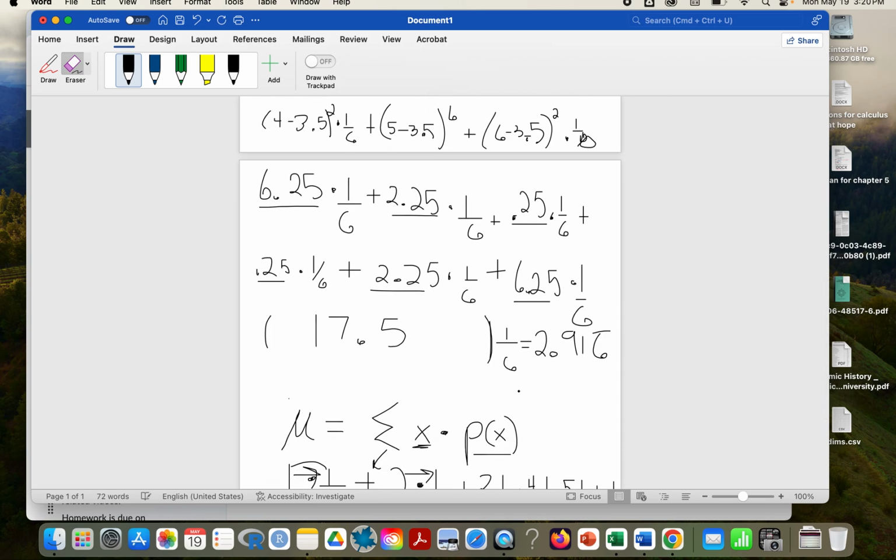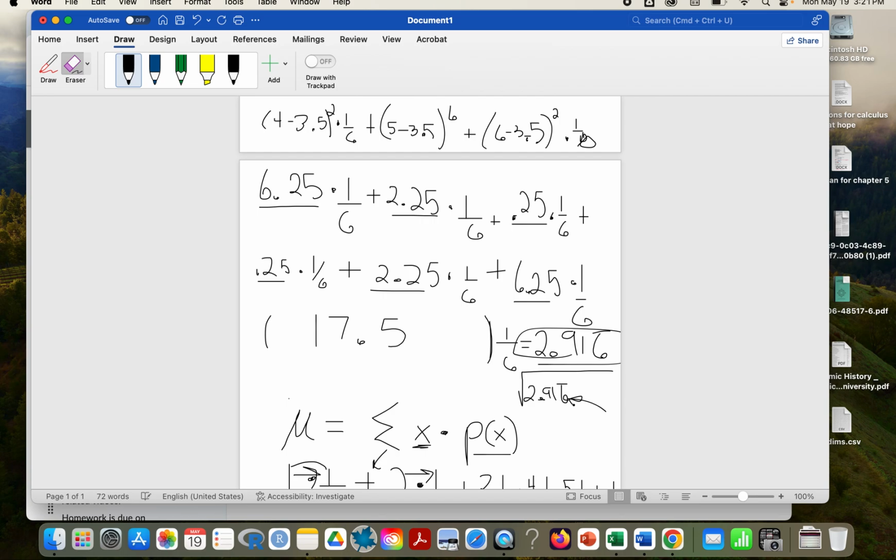And then when we take the square root of 2.916 repeating, where's my square root? There it is. And we get 1.707 as the standard deviation. So remember, the 2.916 is the variance, and the result of this, which is about 1.7, is your standard deviation.